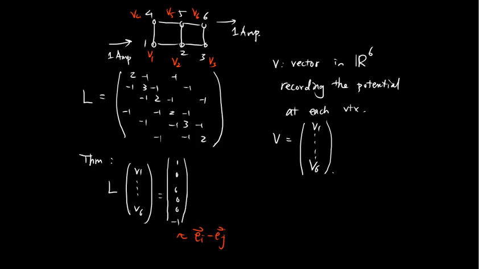Now you might notice that L is not invertible, so this is not always solvable. But the only kernel of L is the all-ones vector, which is orthogonal to this one. And therefore, actually, this equation is always solvable. You can find out the potential of this guy. So let me show you an example.